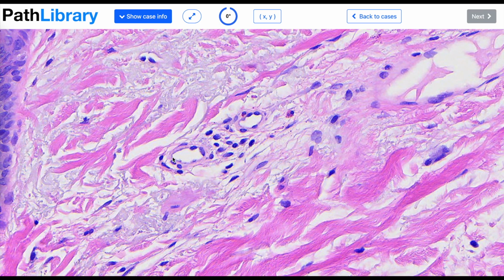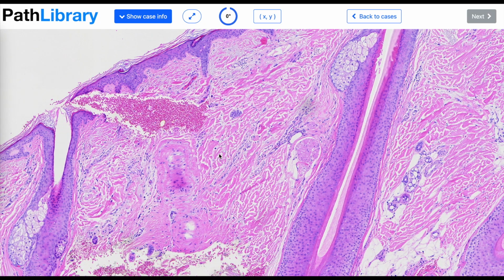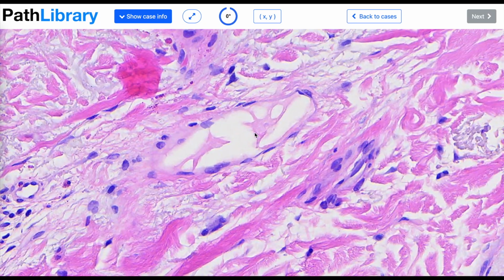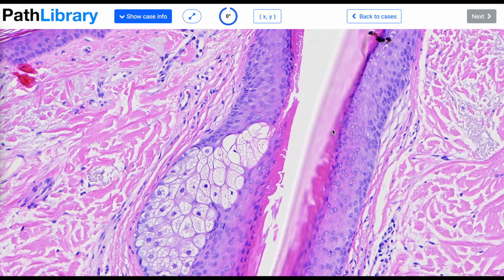We can see these round or ovoid spaces lined by these nuclei. These are capillaries, small blood vessels that don't have too much of a wall, but are just lined by a single layer of endothelial cells. Here we can see another vessel right here.